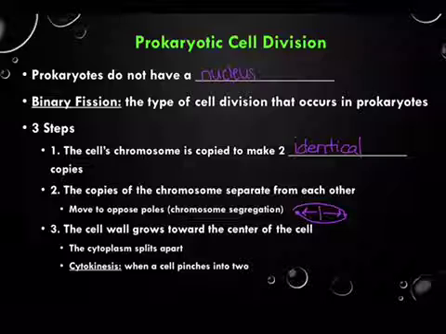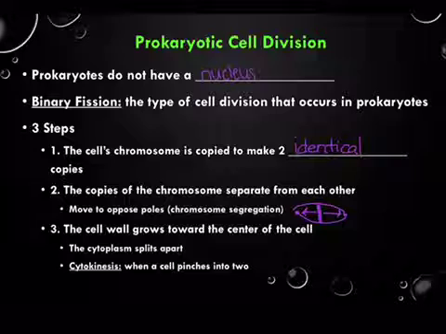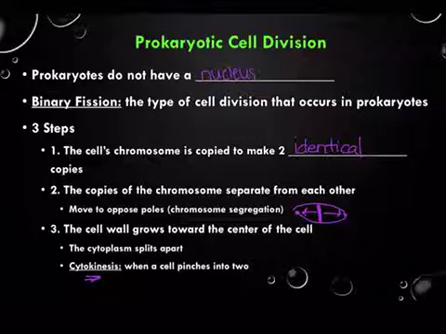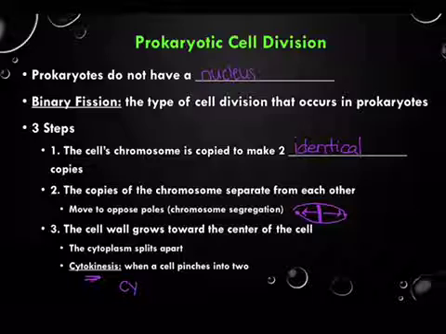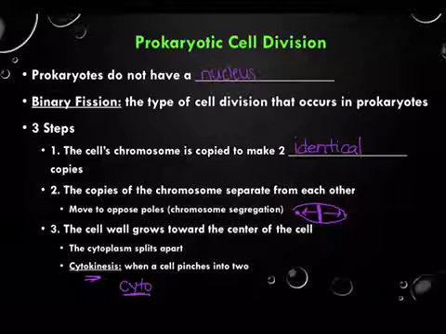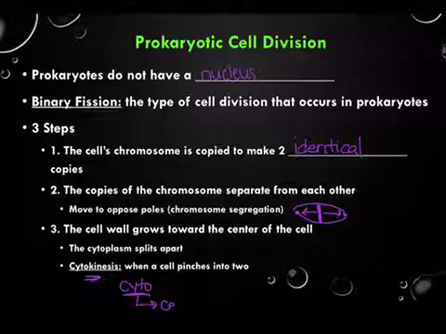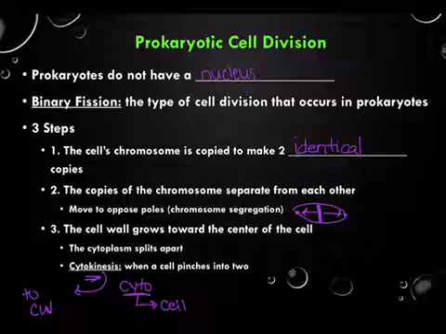Then a cell wall will grow in the middle here, and the cytoplasm will split apart. And this is what we call cytokinesis, when a cell pinches into 2. So anytime in the next couple videos you hear or see the word that starts or has the part cyto in it, that simply means cell. So cytokinesis is telling you that it's doing something with the cell, and the word kinesis means to cut. So the cell is actually being cut into half or cut into 2.